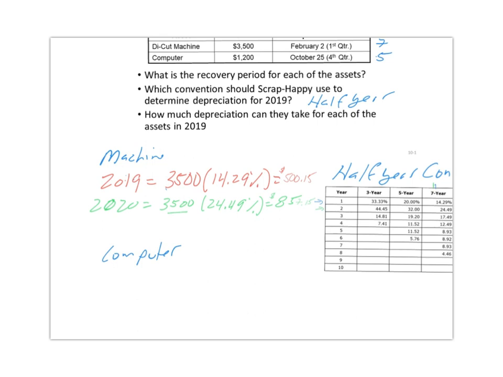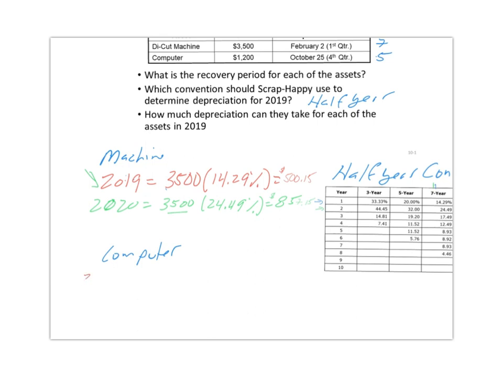Well, remember, this is yet the half-year convention, and what the half-year convention says is in the year of acquisition, 2019, you get a half of a full year of depreciation. So your depreciation in year 1 is going to be significantly less than depreciation in year 2. And you can look at your percents and see how the convention works.